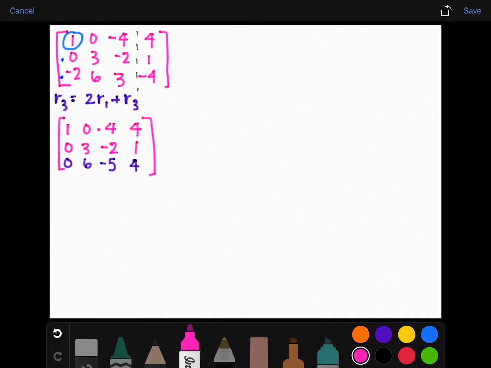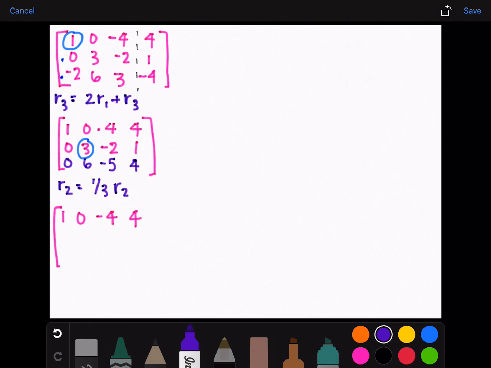Now we go down one row and over to our first non-zero term, so that would be our 3. We need to make that 3 a 1. So to do so, we can replace row 2 with 1/3 row 2. Then we'll keep the first row the same. And our second row is what's changing this time. 0. 3 times 1/3 is 1. -2 times 1/3 is -2/3. And this stays 1/3. And then our last row remains the same.